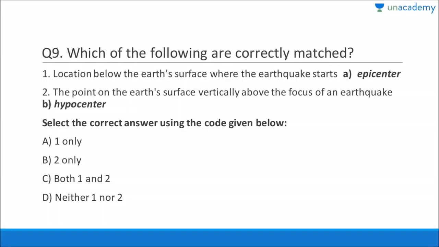Question number 9, which of the following are correctly matched? The location below the earth surface where the earthquake starts, that is called the hypocenter, and the point on the earth surface vertically above the focus of an earthquake, that is called the epicenter. So they have basically changed here. So the answer here is D, neither one nor two.